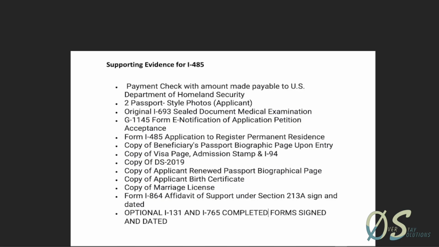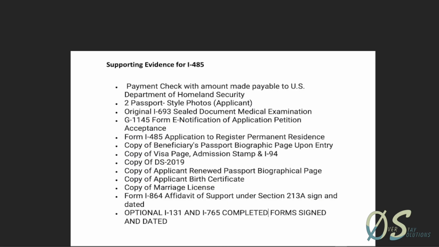Copy of DS-2019, copy of applicant's renewed passport biographical page. If you renewed your passport, you also have to send a copy of that. If your passport is not expired, then you can send a copy of that. Copy of applicant's birth certificate, copy of the marriage license. The form I-864, which is the affidavit of support, should also be included when sending your I-485.